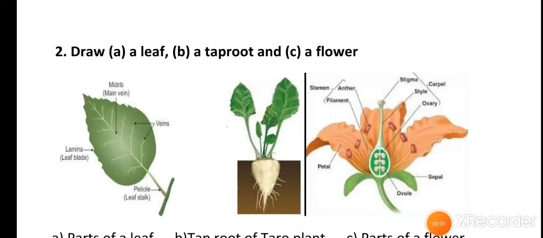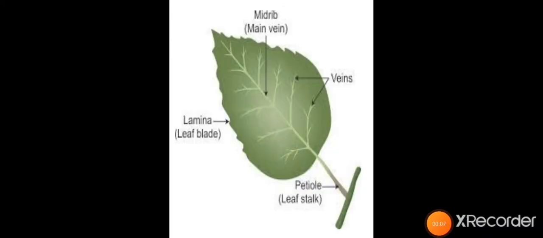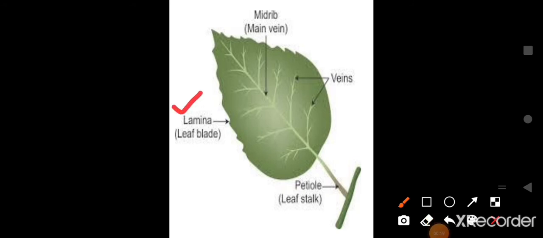Next, question number 2. Draw a leaf, a taproot and a flower. Now, first we will discuss parts of leaf. So, in the following diagram, the thin flat portion is known as lamina or leaf blade. This part of the leaf generally helps in photosynthesis.